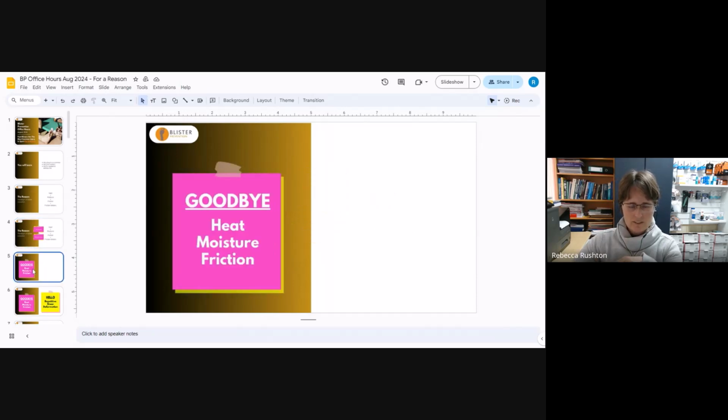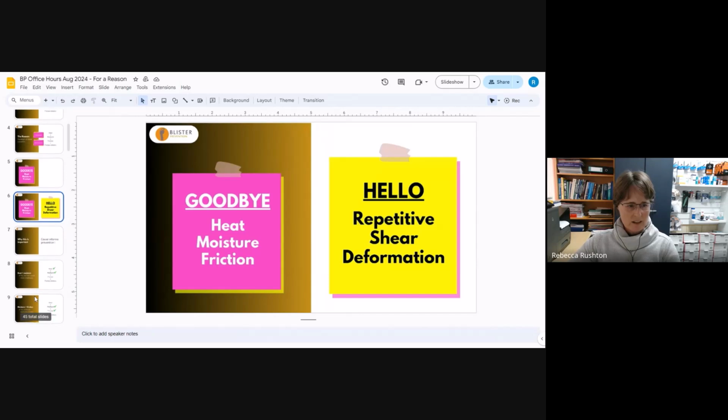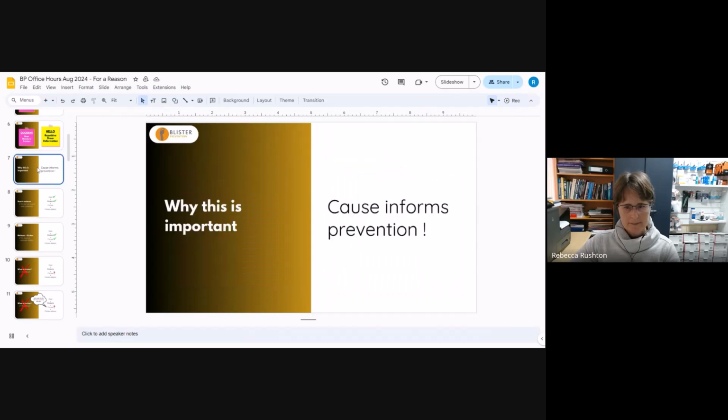Just to start at the end, we're going to say goodbye to the heat, moisture, friction paradigm, and we're going to say hello to the repetitive shear deformation paradigm. So we're going to get rid of those first three words and replace them with three new words. I might add that this is not new. We've always known that blisters are an injury of repetitive shear deformation. It's just that things have been a bit lost in translation as the years have gone by, and I'll get into that a bit more later.